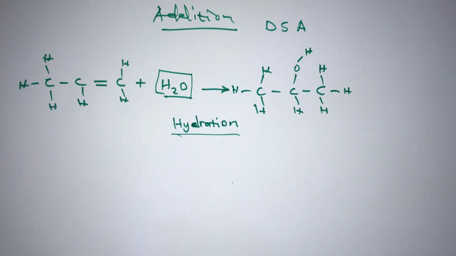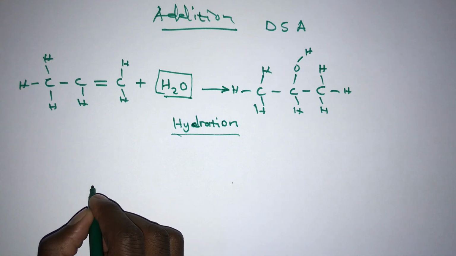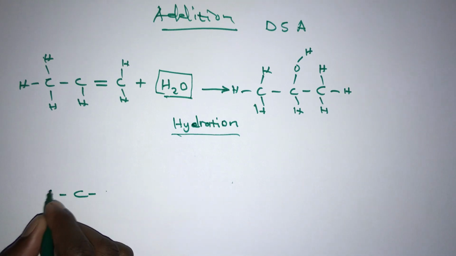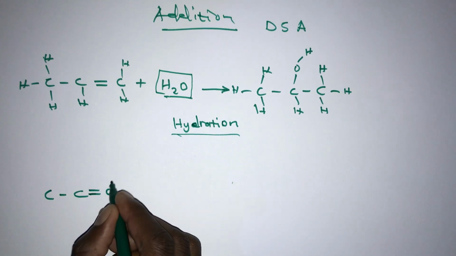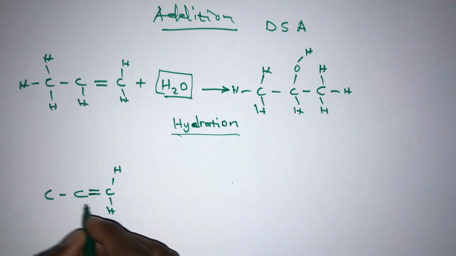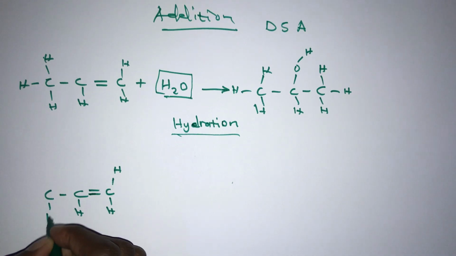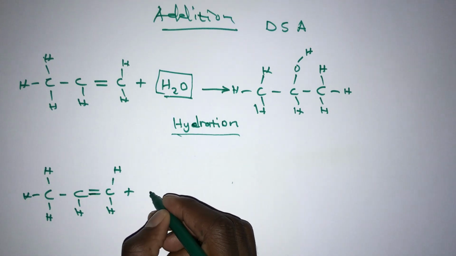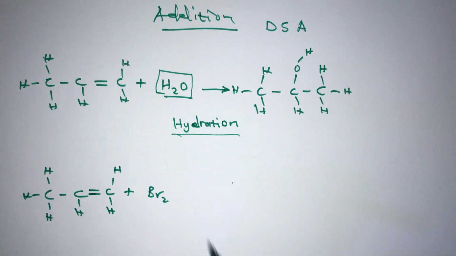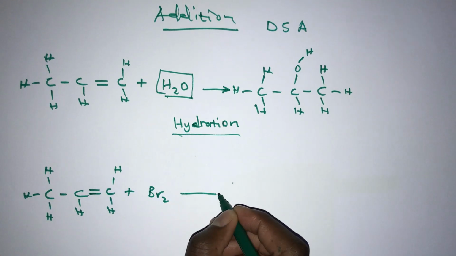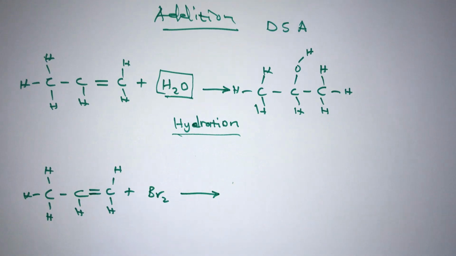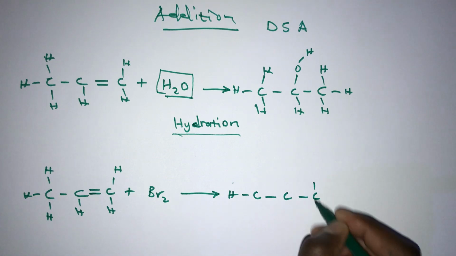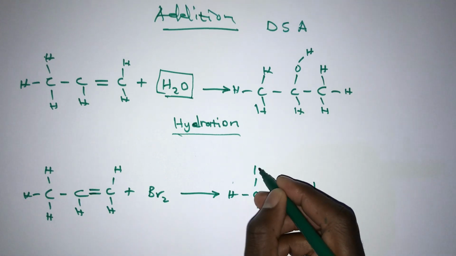So let's say we have another one. I'm going to stick with 3 carbon atoms. It doesn't mean that it will always be 3 carbon atoms. I just want to simplify life. So now let's say we are adding Br2, right? Let's check the products. Since it's addition, we're going to have single bonds everywhere.